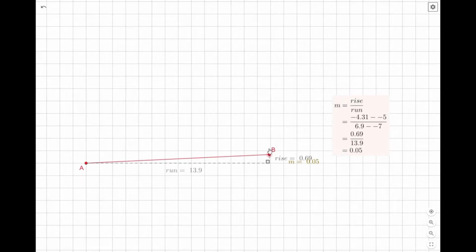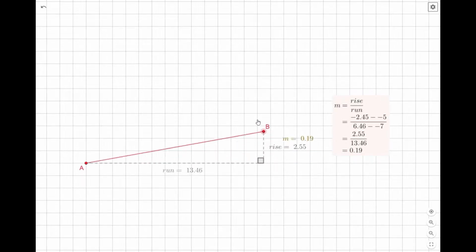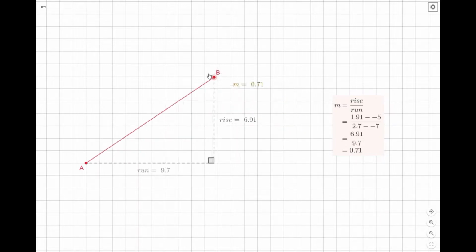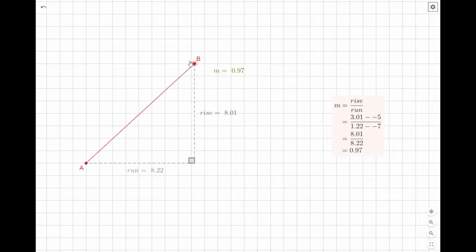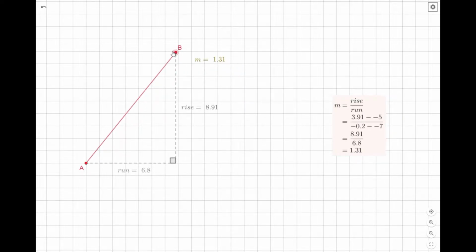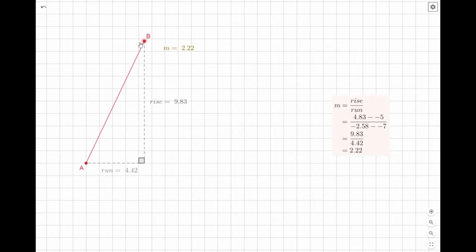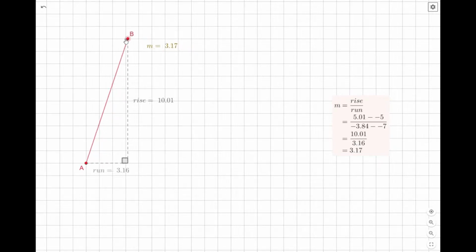Now let's go towards the vertical. As this slope gets steeper and steeper, we can see that the gradient is increasing and increasing. So the rise is increasing while the run is decreasing. And a lot of students make the mistake of thinking that a gradient is the length of the line, which isn't true. But you can see here the gradient is around 3.